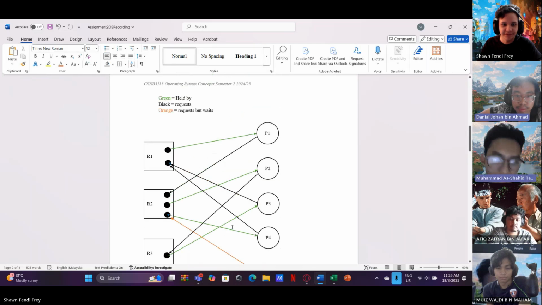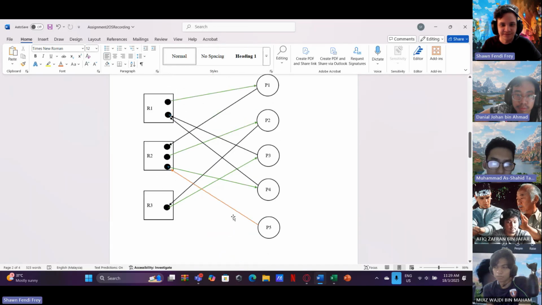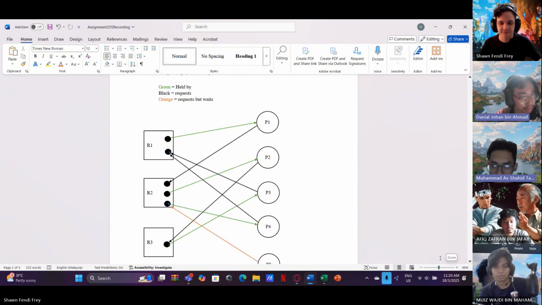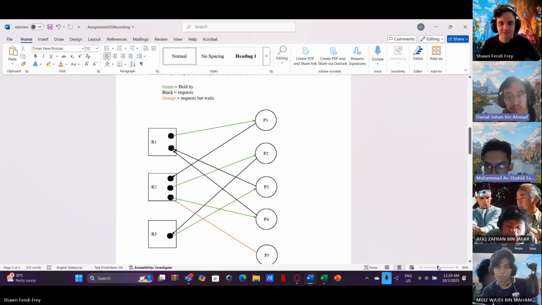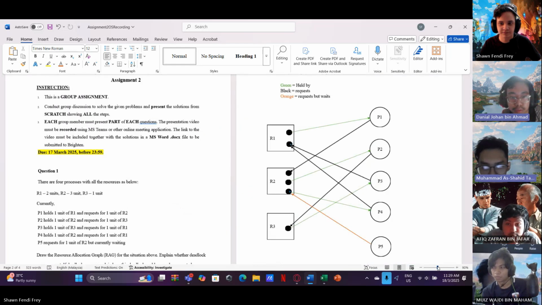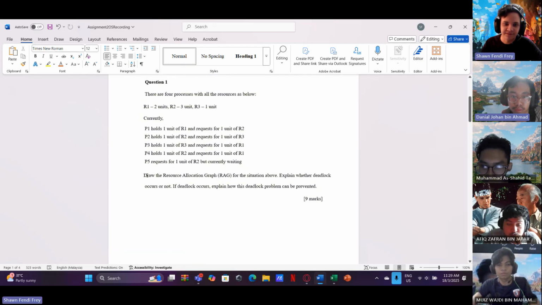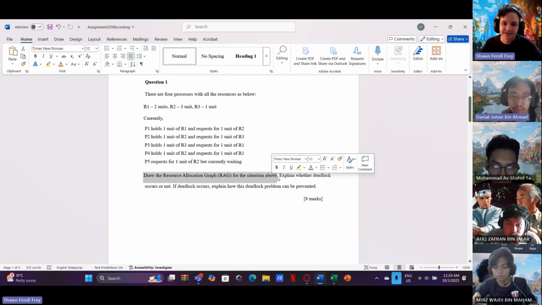As you can see, this is the RAG, the resource allocation graph, for the diagram. Now I will proceed to Afiq for explaining the next one. So the first part of the question is done.